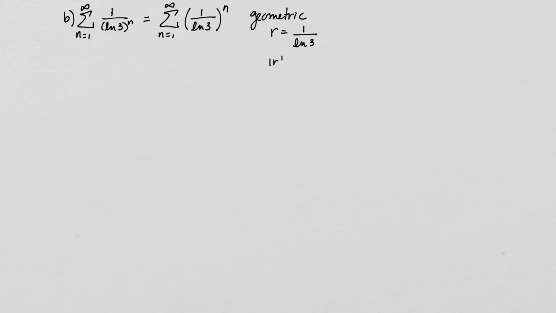And so the absolute value of r is the absolute value of 1 over the natural log of 3. Is that bigger than 1 or less than 1? Yeah, it's less than 1. And what happens in the geometric series if you're less than 1? Yeah, it converges.